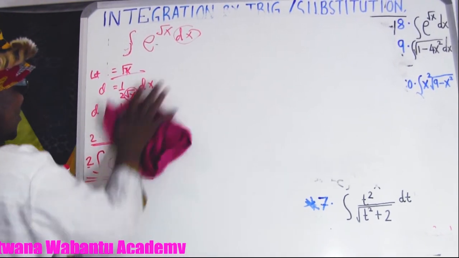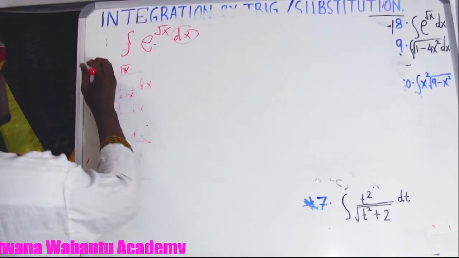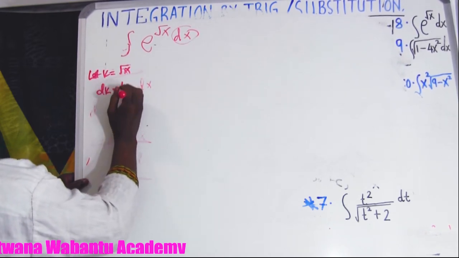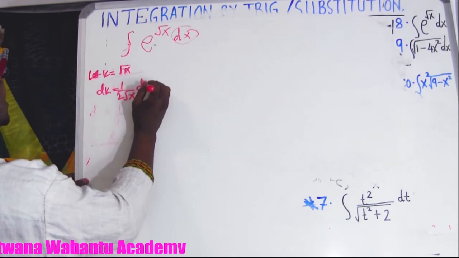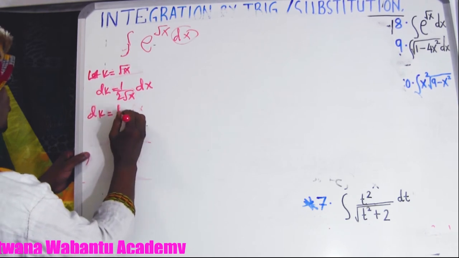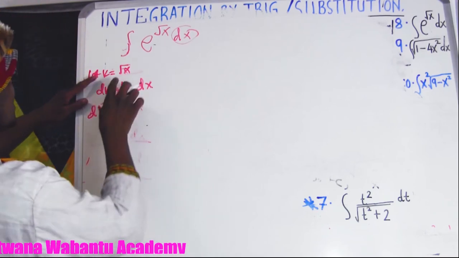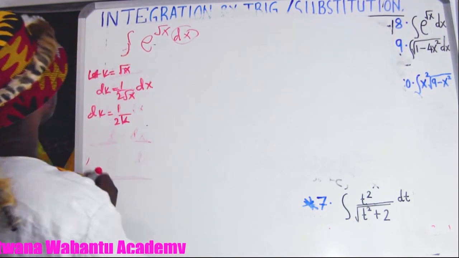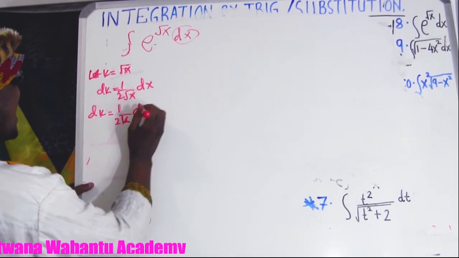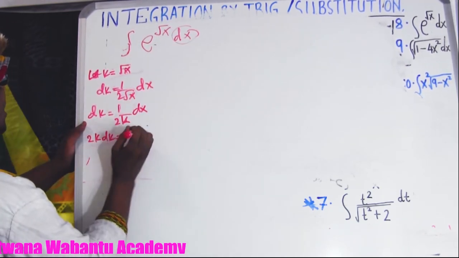Let me just erase everything because now it's become dead. Okay, so we're gonna let k equal square root of x, and dk equals 1 over 2 square root of x dx. So dk equals 1 over 2k dx, because the square root of x is k. So make dx the subject: 2k dk equals dx.